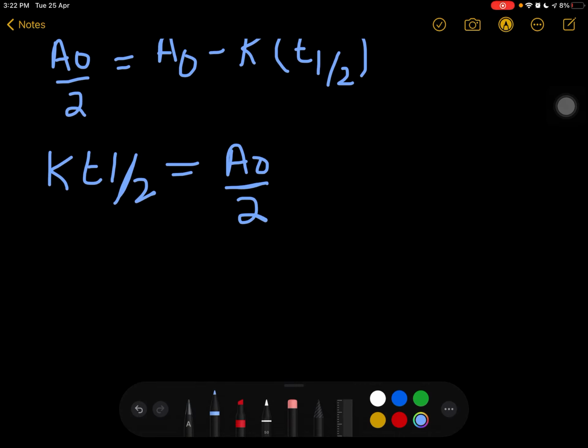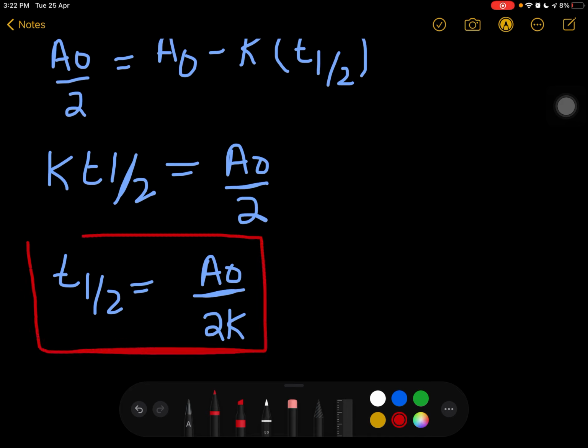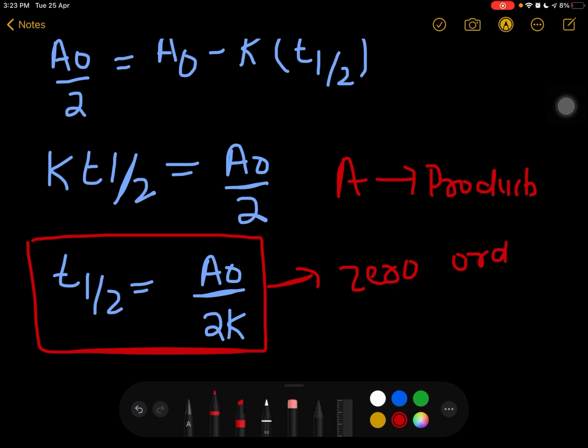Now this T1 upon 2 will be equal to A naught upon 2K. So basically this is the formula in order to find the half-time of the reaction, right? So remember this thing: this formula is only for reactions in which A is converted into the products, and this formula is only for the zero order reaction. Only for the zero order reaction.